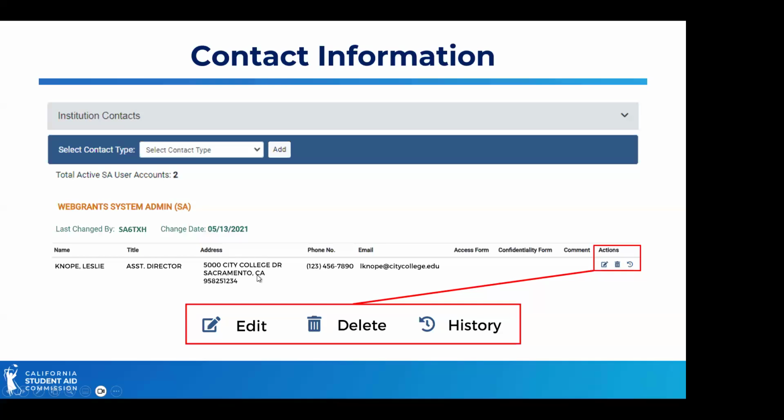And then the contact information, this is also really important because when CSAC needs to reach out to any of the individuals on campus, whether it's the WebGrants system administrator, your Cal Grant coordinator, middle class scholarship coordinator, Chafee person, all of those titles, right? We are going to refer to this list. And if this is outdated, we're not going to be able to reach you. So super important that the WebGrants system admin, or anybody really, I believe everybody can have access to this screen, updates this as these roles change or the information changes, especially that email and phone number.